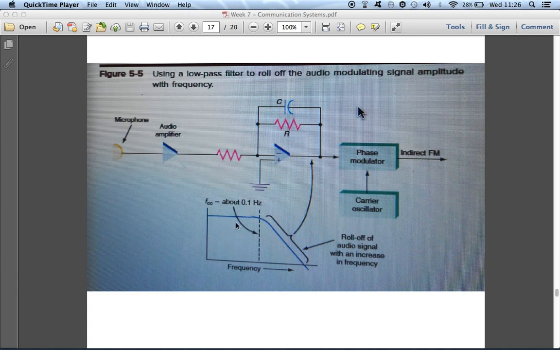This diagram represents the behavior of the filter, where we can see that the filter is allowing the frequencies beneath this point to pass through it and attenuating the frequencies beyond this point, and this is a representation of the roll off of the attenuation of the RC filter.